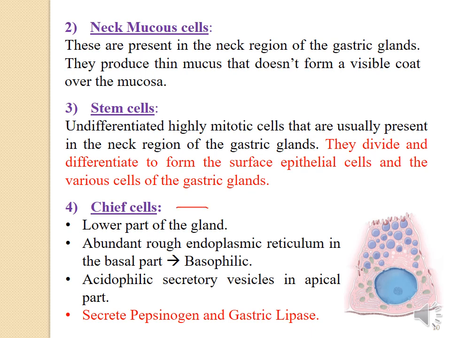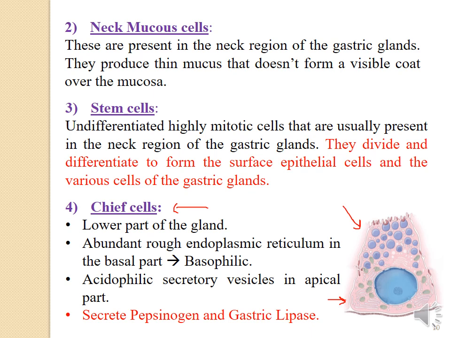Chief cells are usually found in the lower part of the gland. They have abundant rough endoplasmic reticulum in the basal region. In the basal region of the cell, we have rough endoplasmic reticulum, which makes this part basophilic. On the other hand, the apical region of the cell contains acidophilic secretory vesicles.